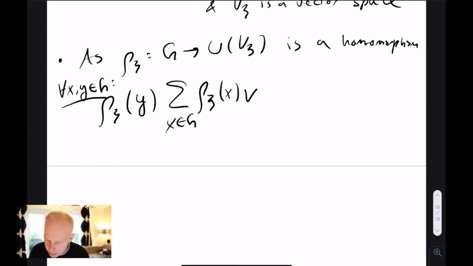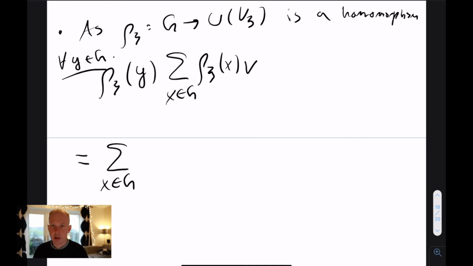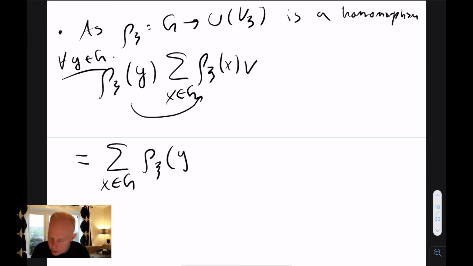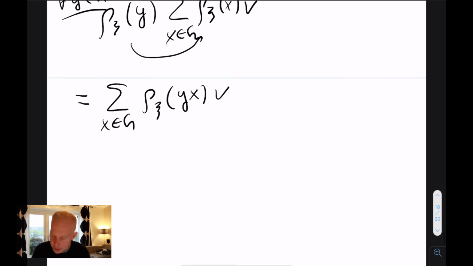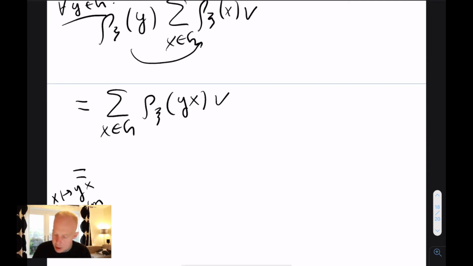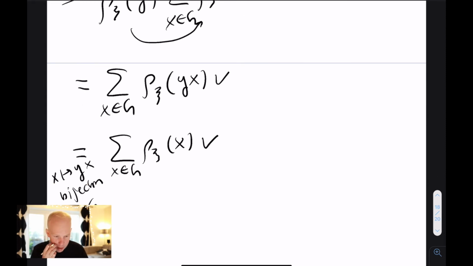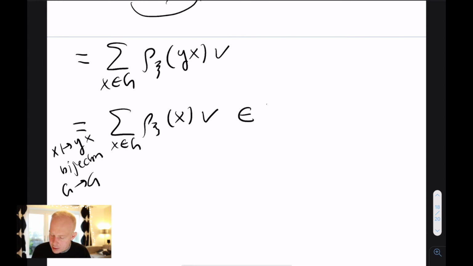So what I can do here is open this up and put rho xi of y inside the sum, for any y in G. By the homomorphism relation, I get the sum of rho xi of yx applied to v. That's the homomorphism. And now the mapping x maps to yx is a bijection over the group from G to G. So I can actually remove the y from the sum. I'm basically changing the order of summation, summing over the whole space in the same way, so you get the same number at the end. And now this is inside W by definition.